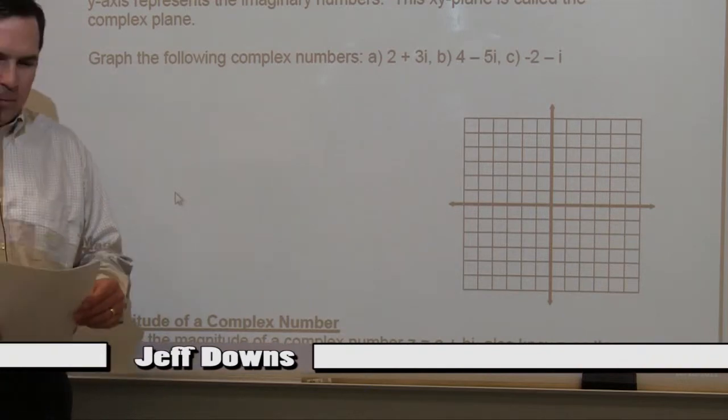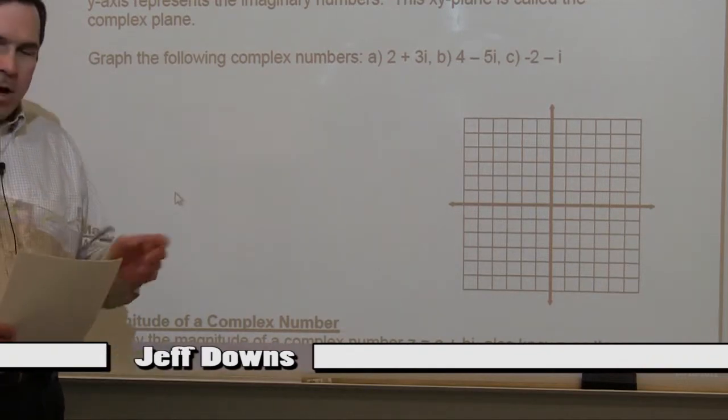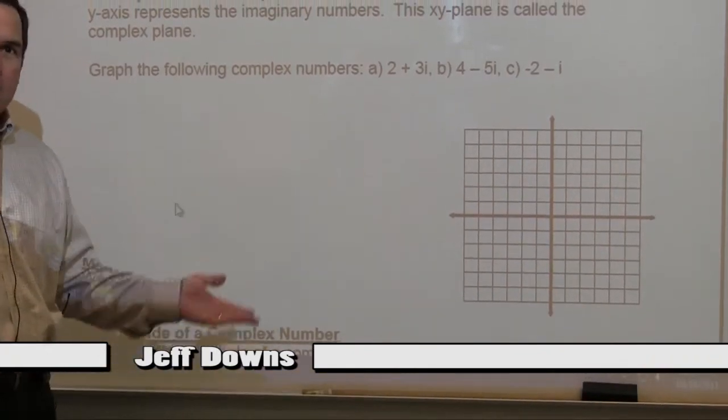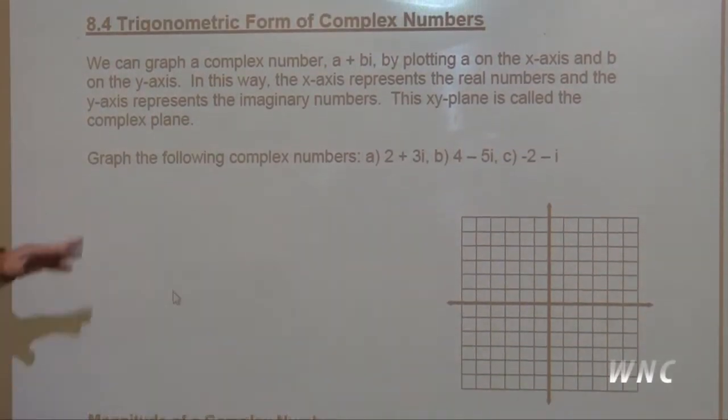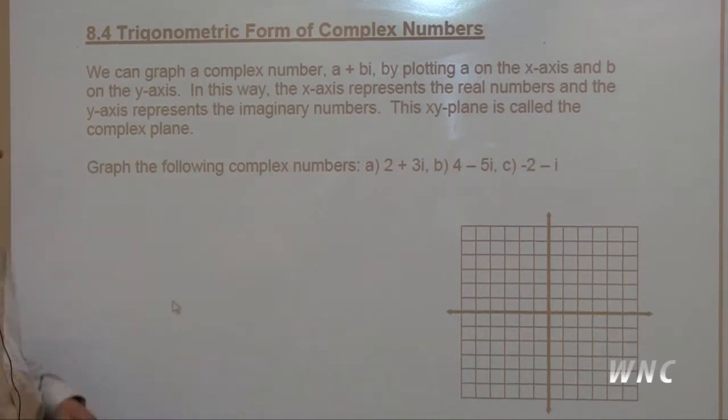Welcome to 8.4, the trigonometric form of complex numbers. We've seen complex numbers before, back in, I think it's, 1.7, 1.8. But now we're going to see how they look on the graph.